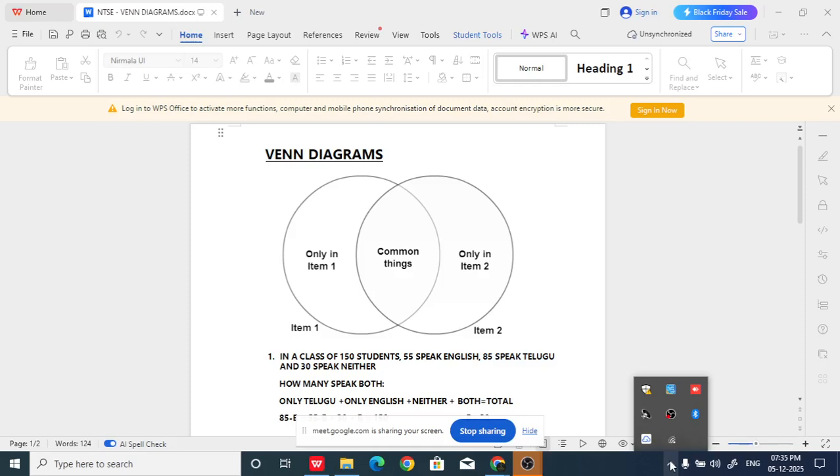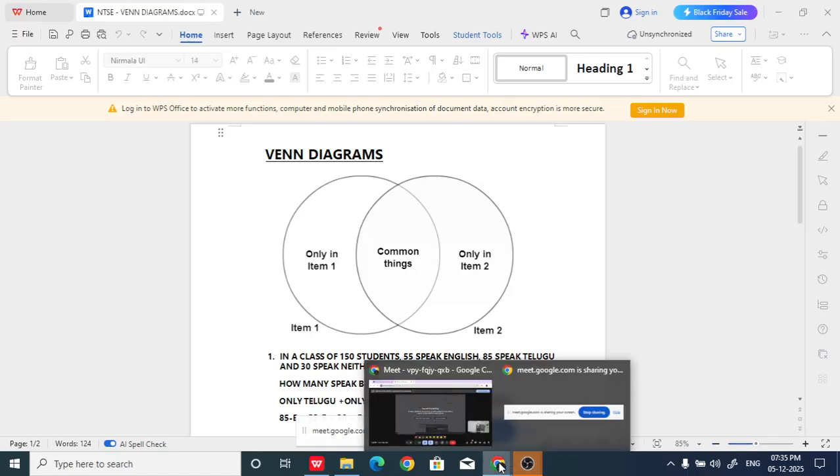Today we will talk about Venn diagrams. What does it mean? Now we can look at some theory part of Venn diagrams also.